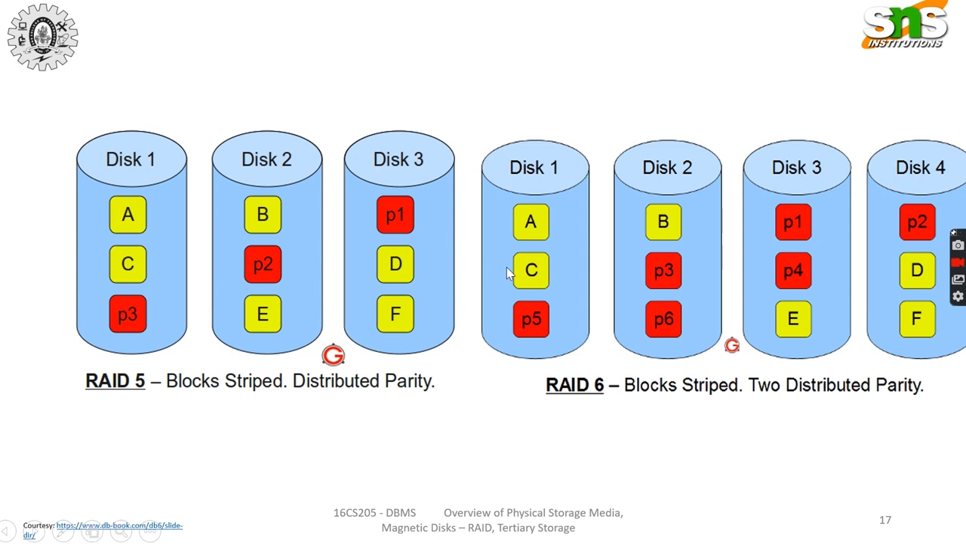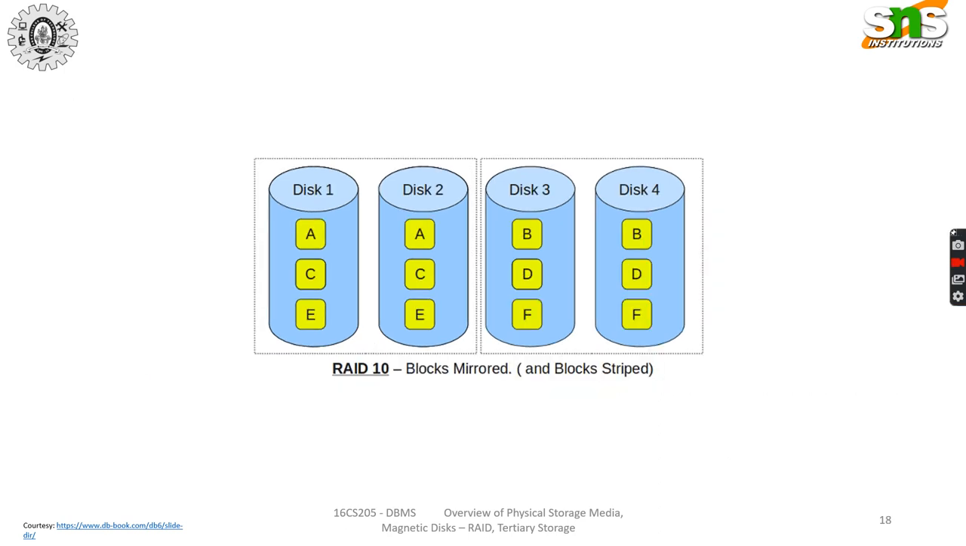And this is RAID 6, where it is also a distributed parity, with two distributed parities. I mean, for each and every block, two different parities will be calculated and stored in different disks. So whenever one disk is lost, I will have the parity in the other disk, and from that parity I can retrieve the data which I have lost.